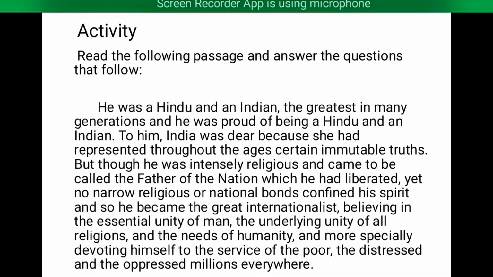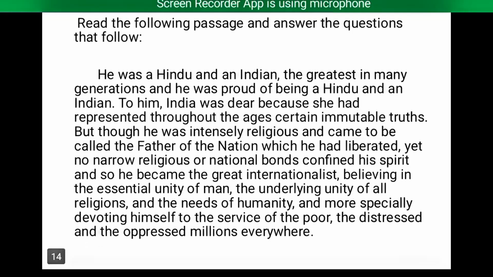Activity: read the following passage and answer the question that follows.